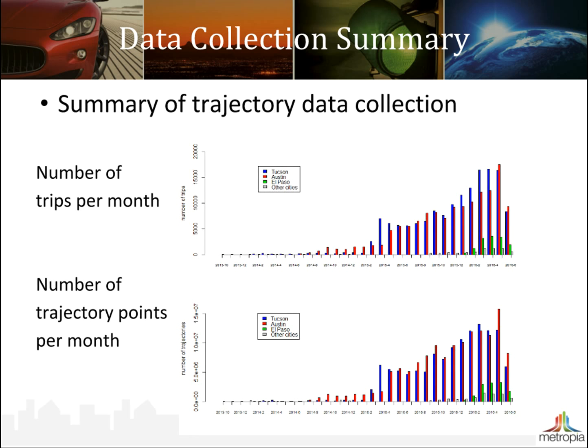The two figures on the slide show the number of trips and the number of GPS points by month. The amount of data collected before the year 2015 was relatively low. A steep and continuous rise in the amount of data can be observed since Metropia officially launched in Tucson in March 2015 and in Austin in May 2015. In recent months, 50% of trajectory data are from Austin, 36% from Tucson, 10% from El Paso, and less than 4% from other cities.